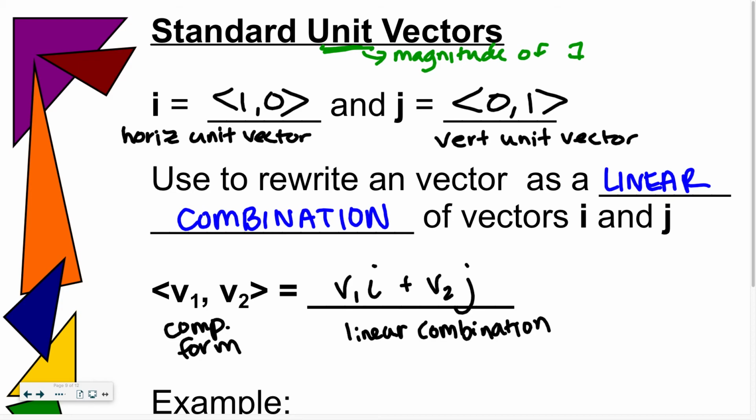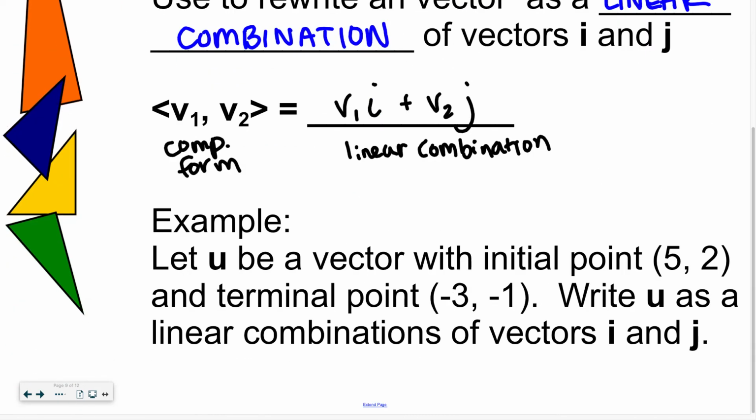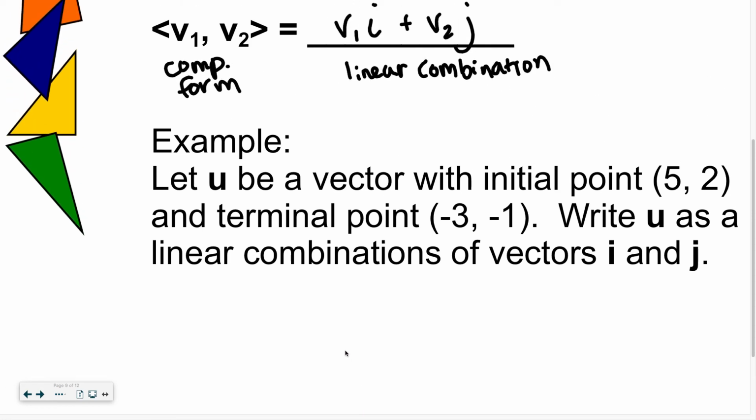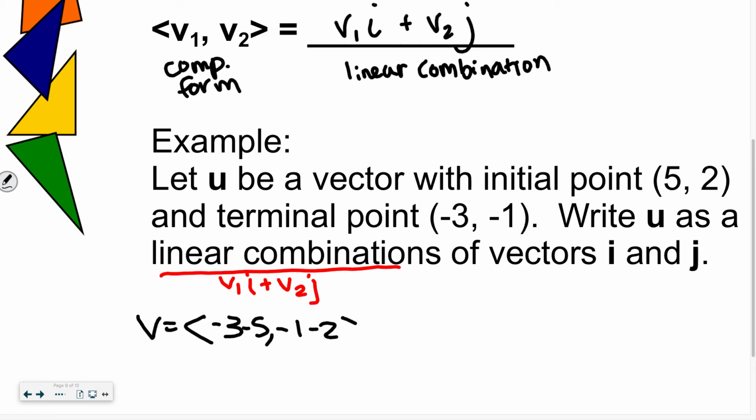In that example then, if they give me 2 points for vector u, and they want me to write linear combination, I know I want my answer to be V sub 1 i plus V sub 2 j, but I first have to figure out what V sub 1 and V sub 2 are. So I could do my component form. That terminal is -3 minus 5 and -1 minus 2. So the component form for that vector is -8, -3.